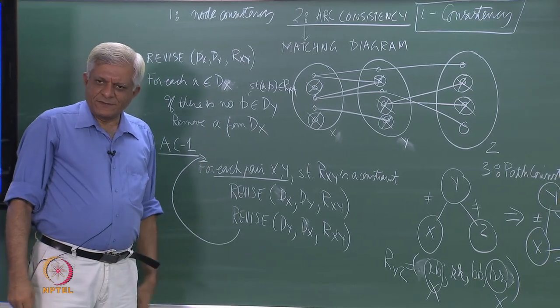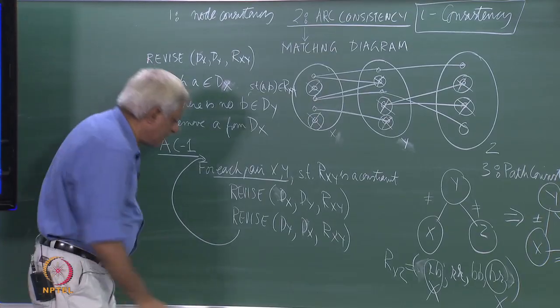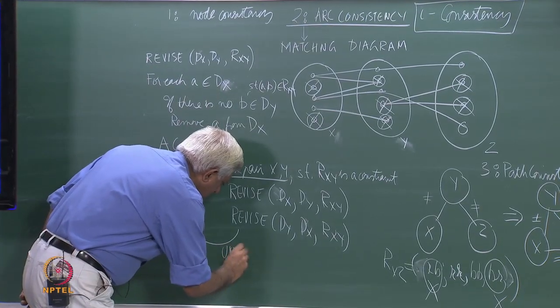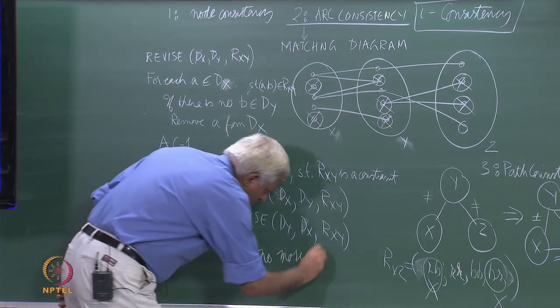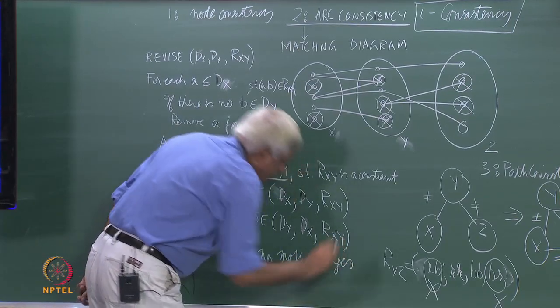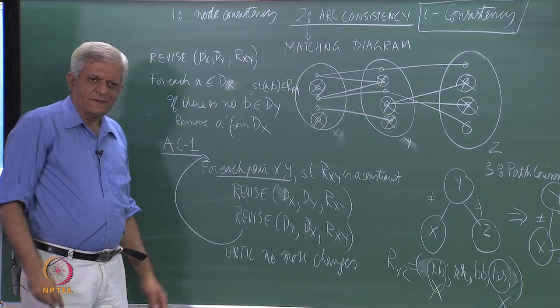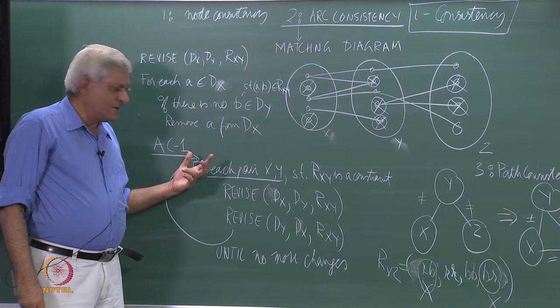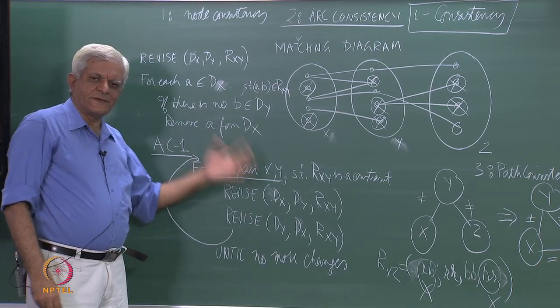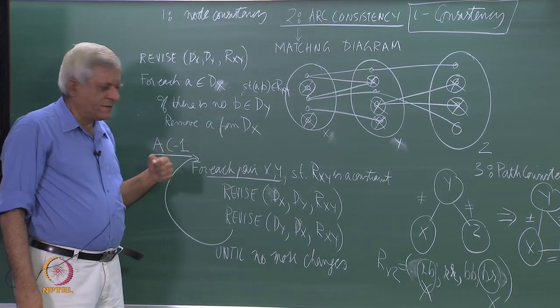Which means I must put this into a loop, and what is the safest thing to do? Until no more changes, okay. Until no domain changes, I will keep doing this revise, all these revises, these things.